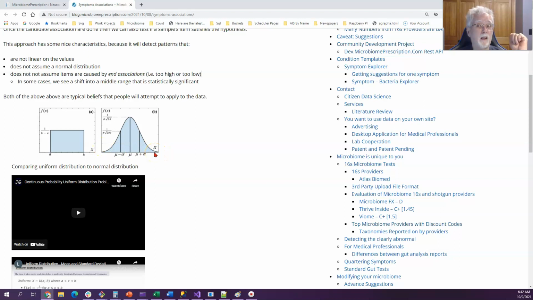And conceptually, that may be a challenge for some people because they are invested in the simple model. Oh, you must have too much of this or too little of that as the cause. Sorry, folks, that's not the cause. The cause is that there is a cluster of situations which causes something to happen.